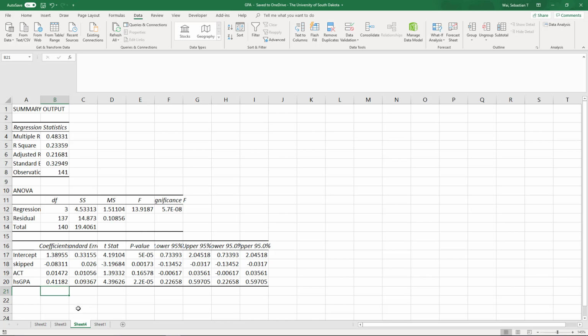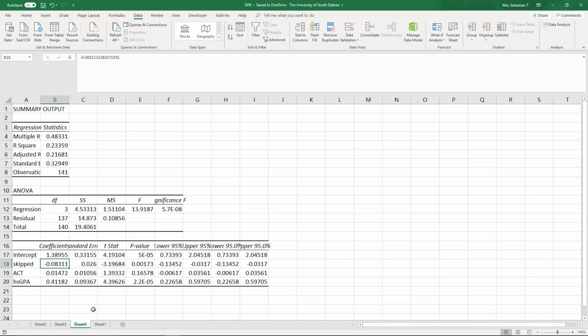And what we can see has happened to our estimate for skipped. It has actually gone the opposite way now. It's become less negative. Numerically, it went up. We can think through this by thinking about how study habits, which are being proxied for by high school GPA, are correlated with skipped and college GPA.